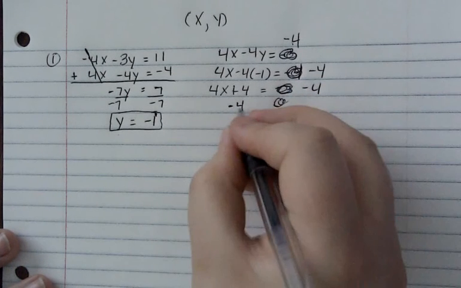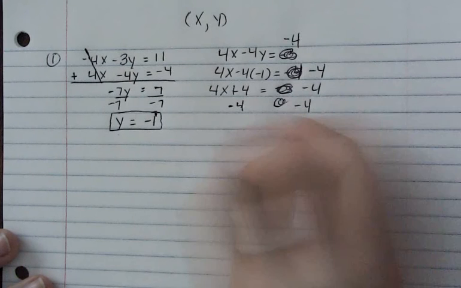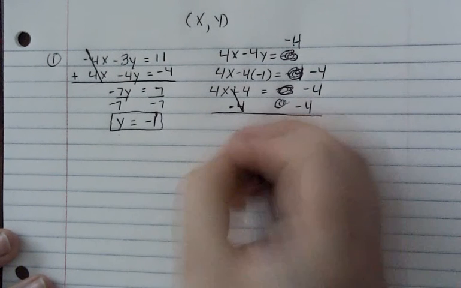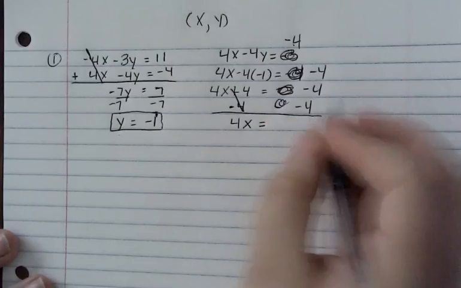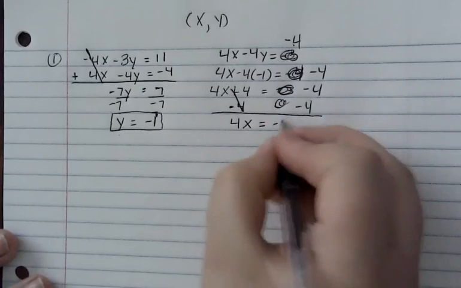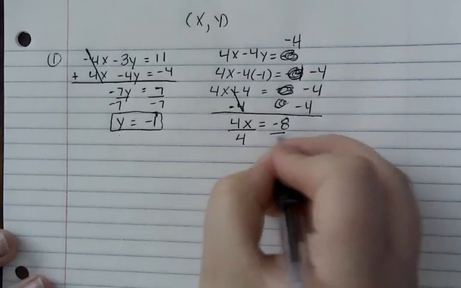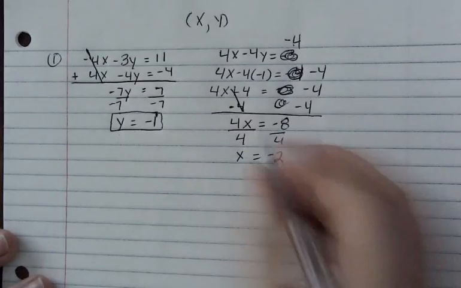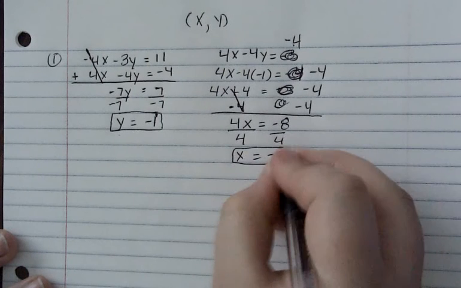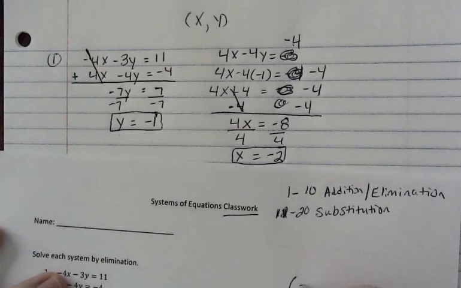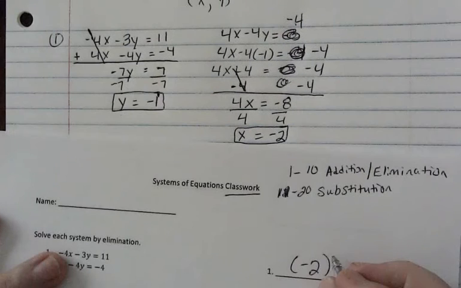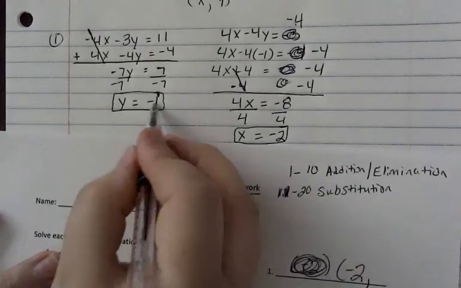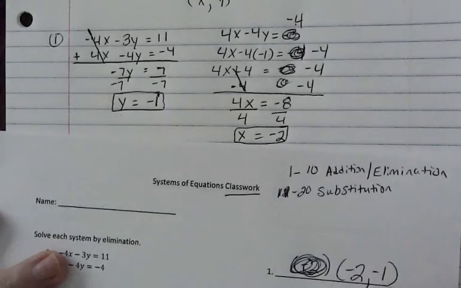So I'm subtracting 4 from this side and 4 from this side. So that gives me 4x equals negative 4 minus 4 is negative 8. Divide both sides by 4 to get x equals negative 2. So since my x value is negative 2, that's going to be the first part of my answer. And then since negative 1 was my y value, that's going to be my second part of my answer.